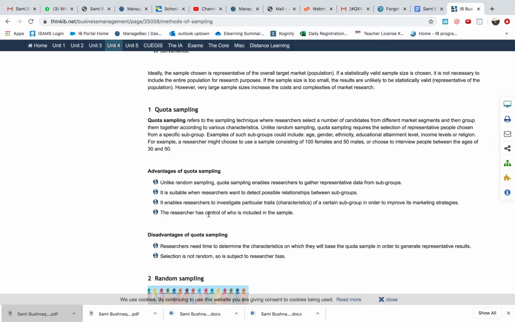So quota sampling, the advantages are, unlike random sampling where you just randomly have 100 different people, quota sampling lets the researcher gather representative data on subgroups, so you can get specifically on the needs of those certain subgroups like male, female, young, old. It's really good for researchers who want to detect possible relationships between subgroups. So is there a difference or similarity between two different groups? It enables researchers to investigate traits or characteristics of a certain subgroup in order to improve the marketing strategies. And finally, the researcher has control of who is included in the sample.